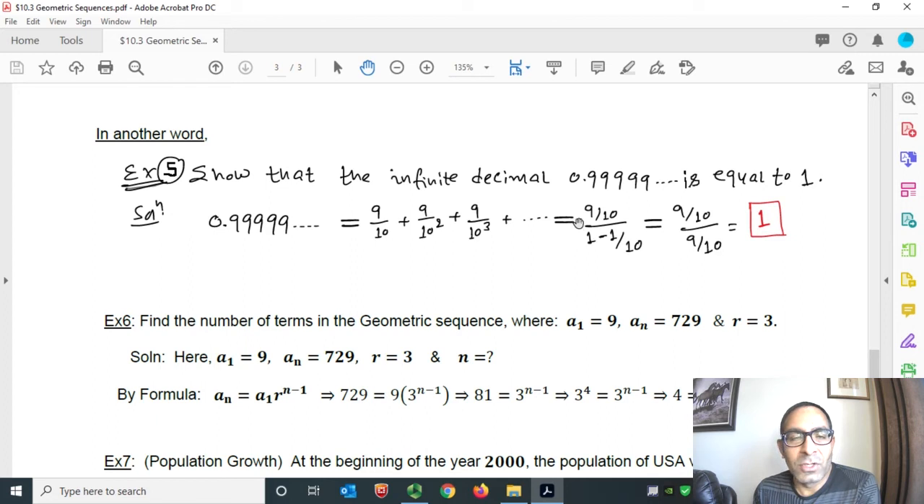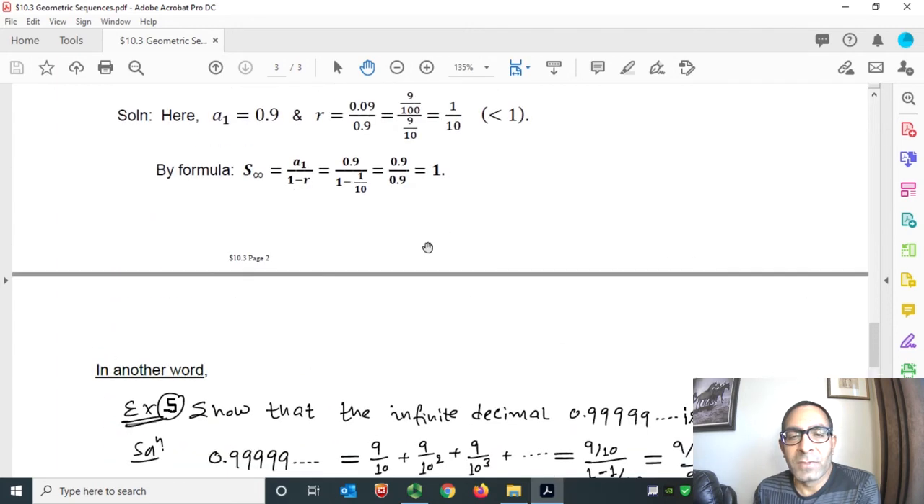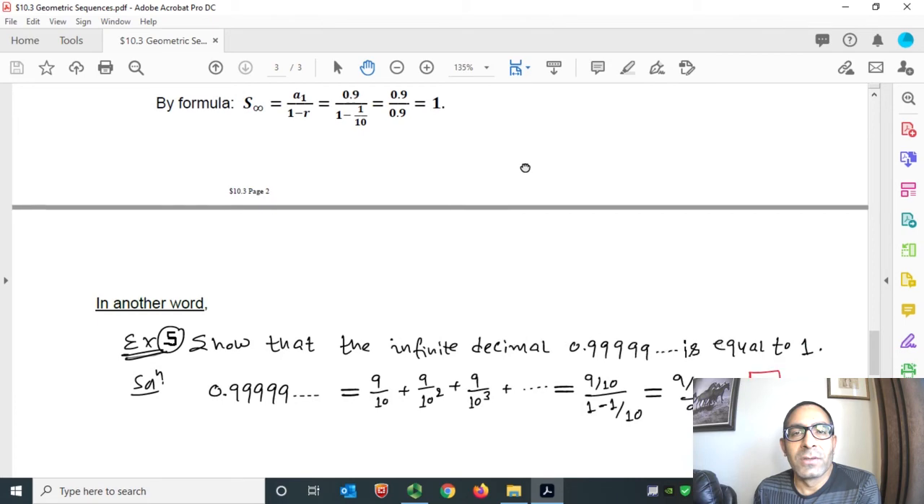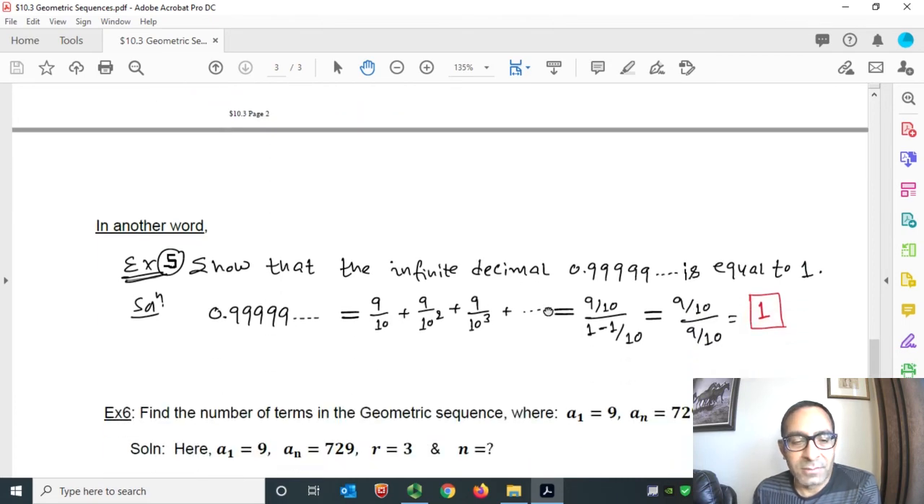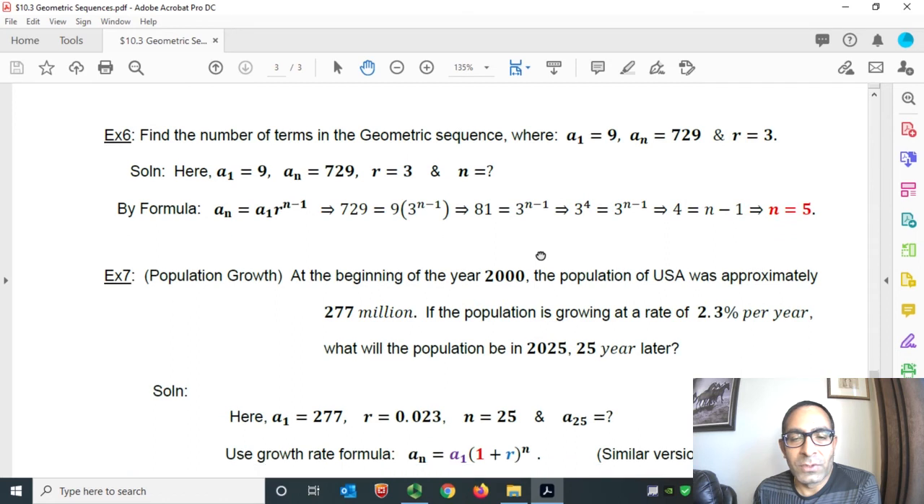So this sum turns out to be the first term over 1 minus the common ratio. Here the first term is 9 over 10, and the common ratio is 1 over 10. So we obtain 1 over 10 by dividing 9 over 10 squared by 9 over 10. And simplifying these fractions turns out to be 1. So questions 4 and 5 are the same question, only phrased differently. Awesome. Let's move on. Let's do example 6.